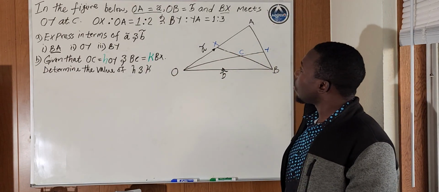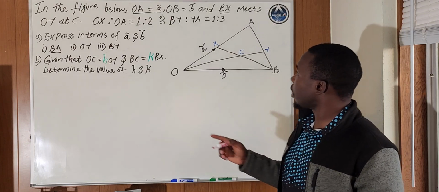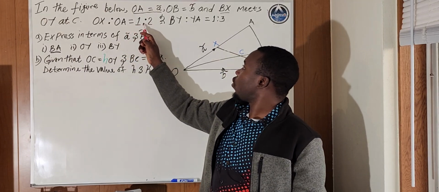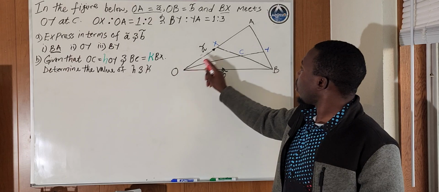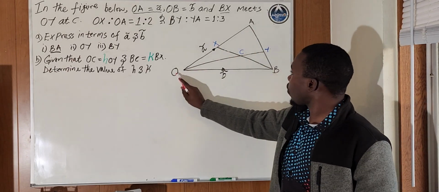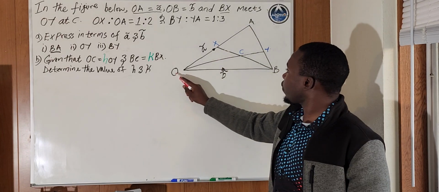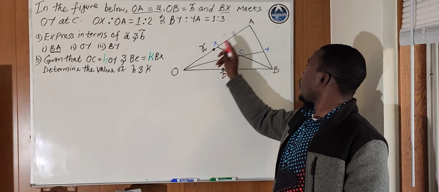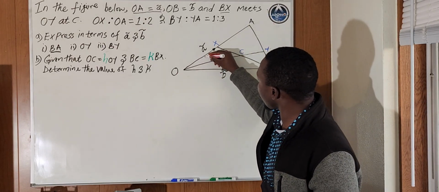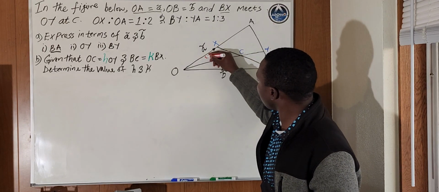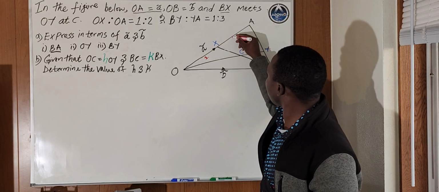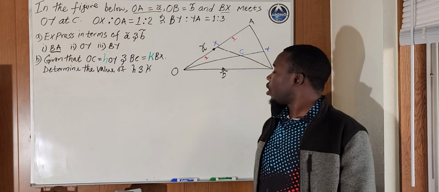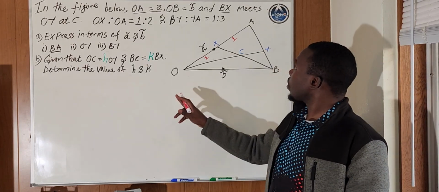So we are also given that OX to OA is in the ratio of 1 to 2. From O to A is 2, but from O to X is 1, meaning X is the midpoint of OA. So this is 1 and this is 1. When you add 1 plus 1, it gives you OA, which is 2. So we go on.